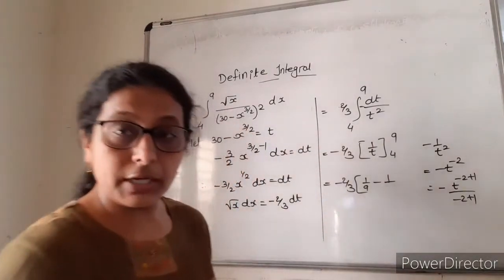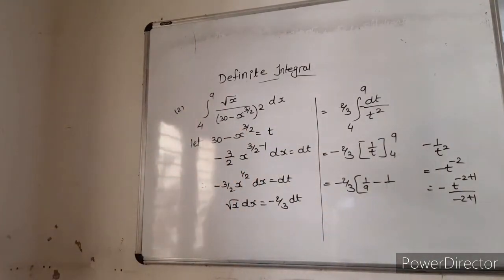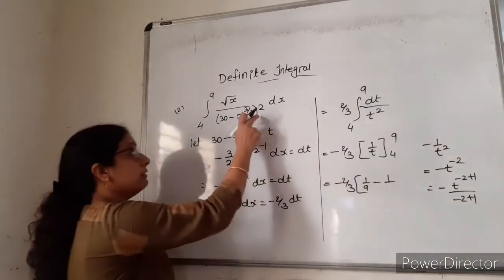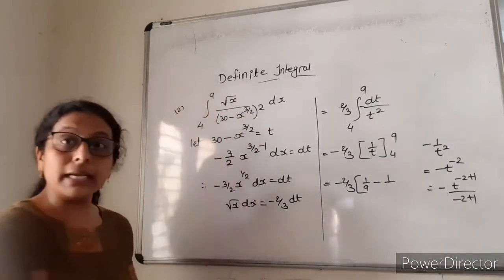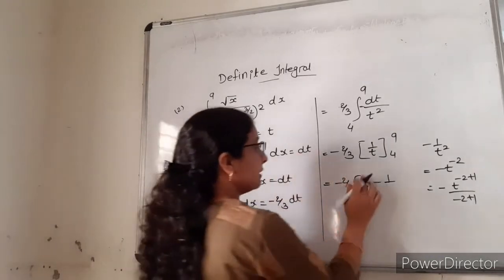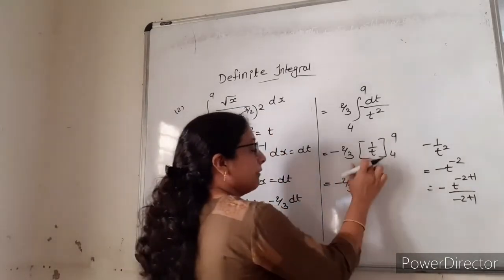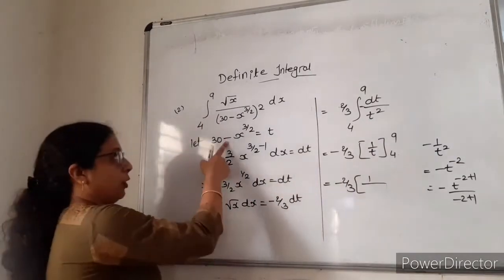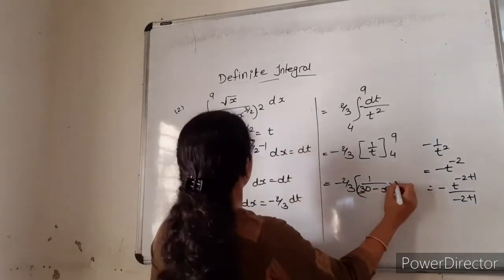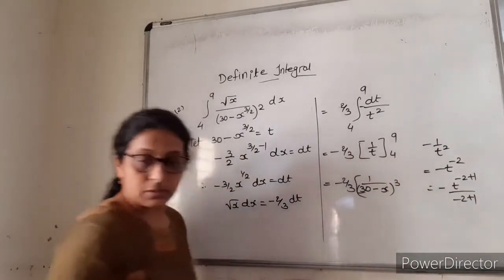Okay. So first of all, do one thing: first you have to put the value of t and then apply the limit. Be careful. The given limits, 4 to 9, are for x, not for t. So now here we will apply the value of t first. What is t? 30 minus x raised to 3 by 2.